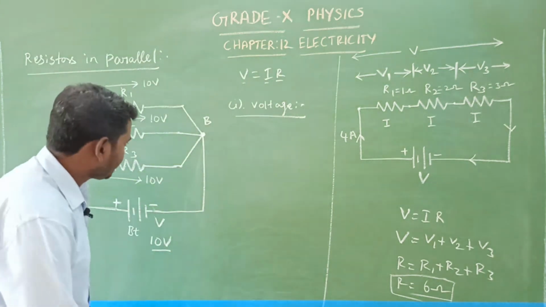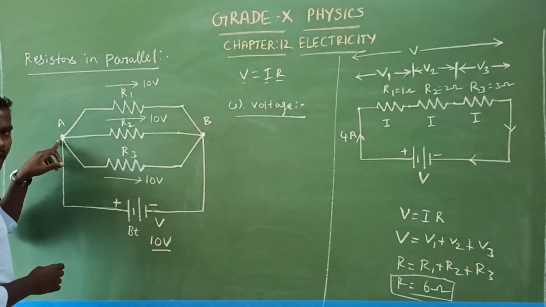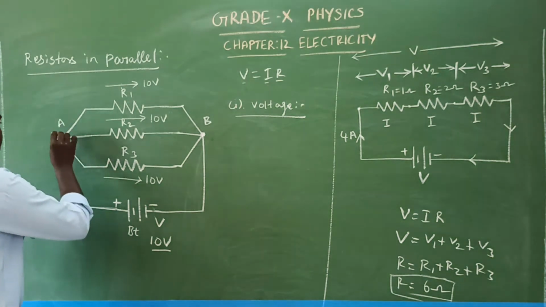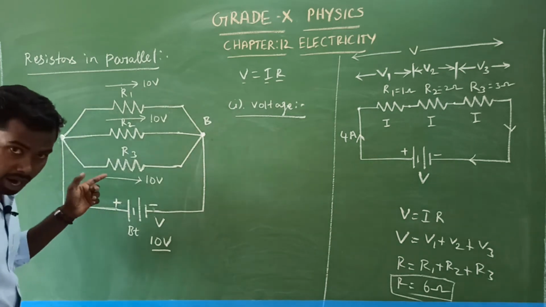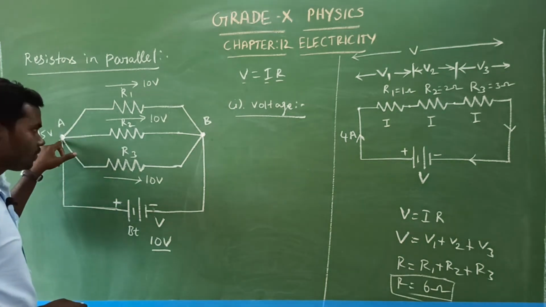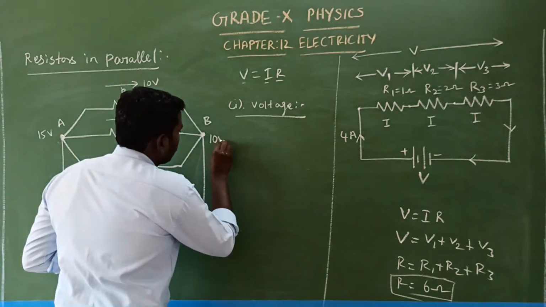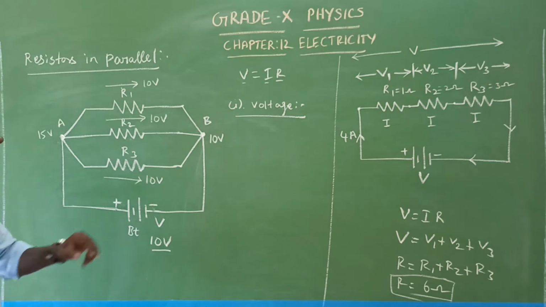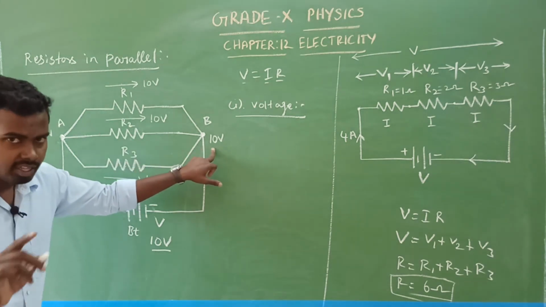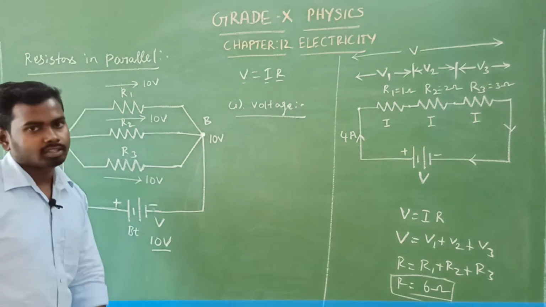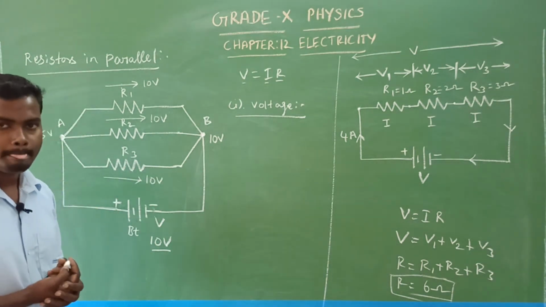Okay. Look at here. Let's take an example. At point A, the potential difference is 50 volt, whereas at point B, the potential difference is 10 volt. Is it clear? Yes. What is the potential difference, sir? Now you tell me, what is the potential difference?